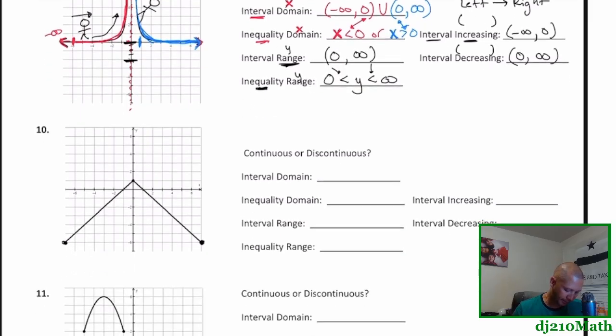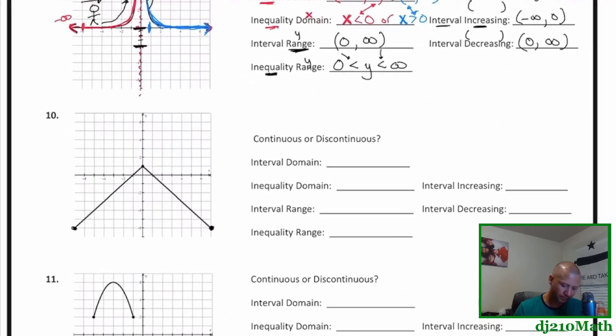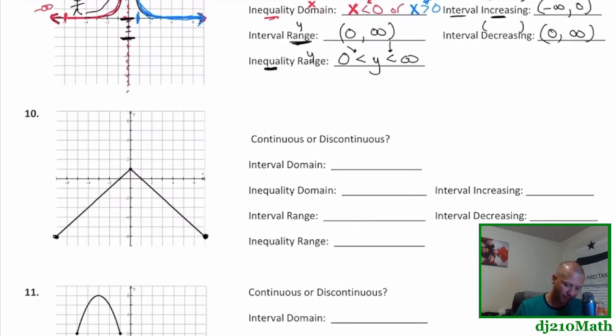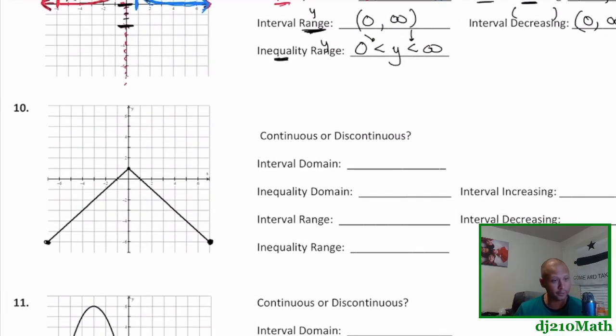Okay, let's see how many of these we got. We got a couple. All right, number 10. Continuous or discontinuous? Well, I'm looking at the graph and there's no breaks. There's a bend, but there's no breaks. So continuous. There's no holes either. There's no open circles. So continuous.